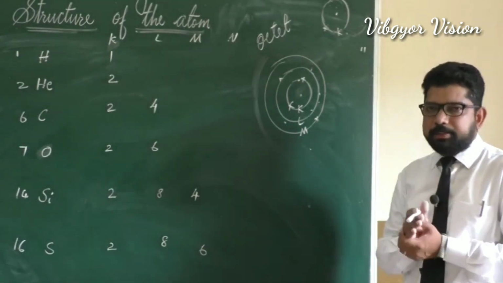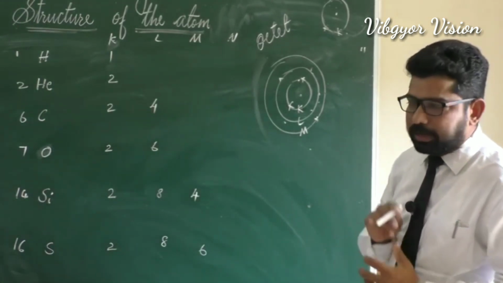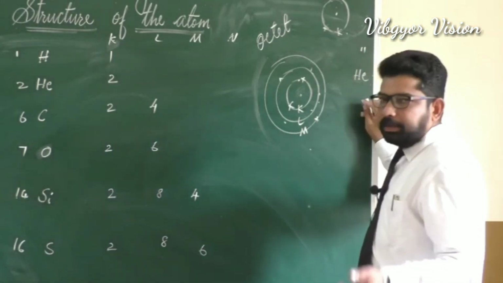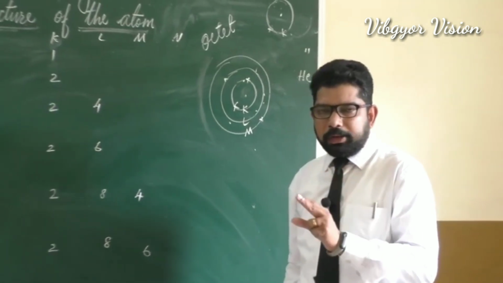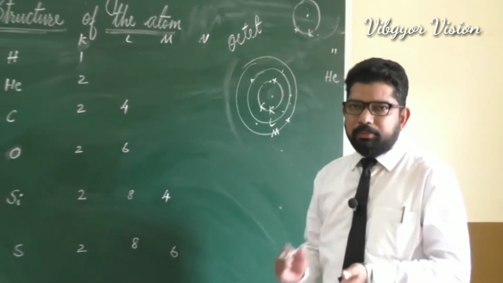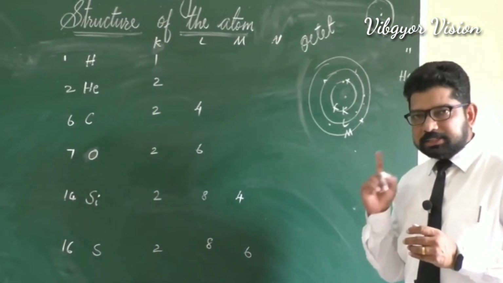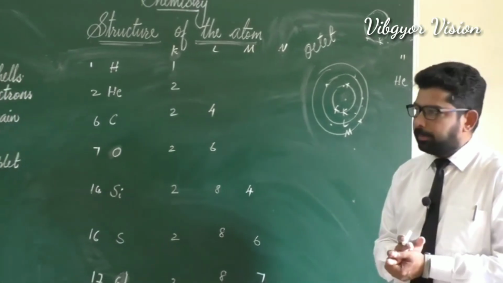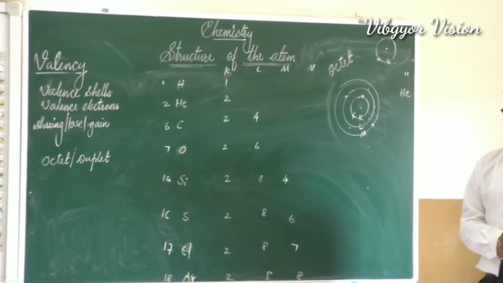There is only one element that has high stability even though it does not have 8 electrons. What is the name of that element? That is helium. Helium is the second element, and it has only 2 electrons. It has only one shell, and that shell is completely filled. Due to that reason, helium is highly stable. That configuration is known as duplet configuration.